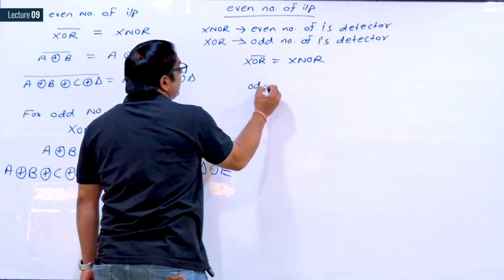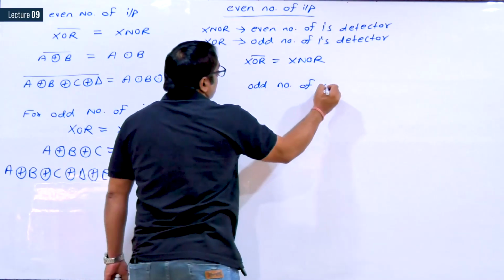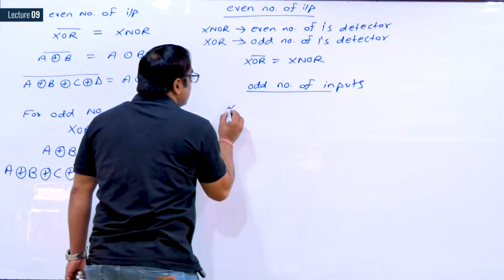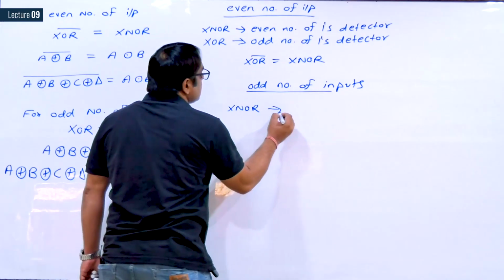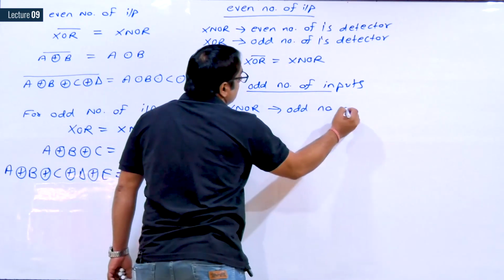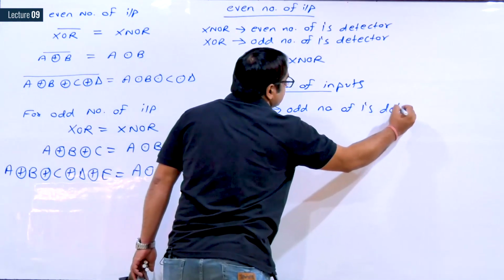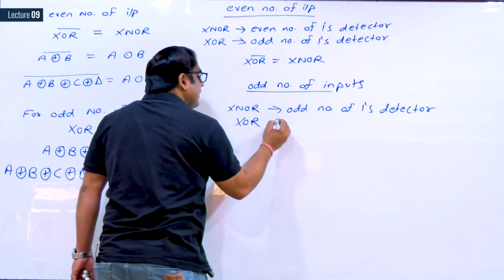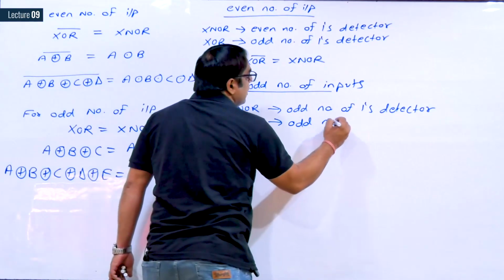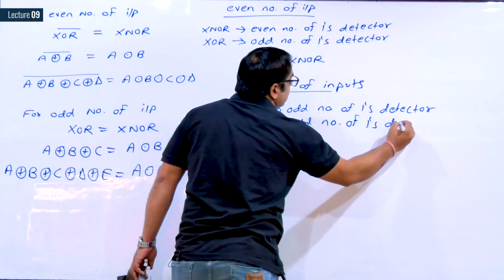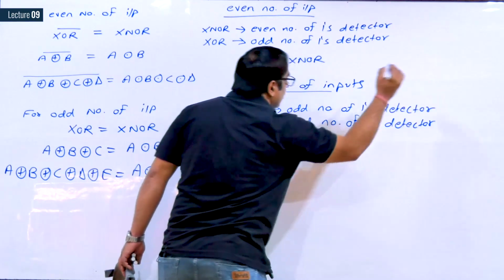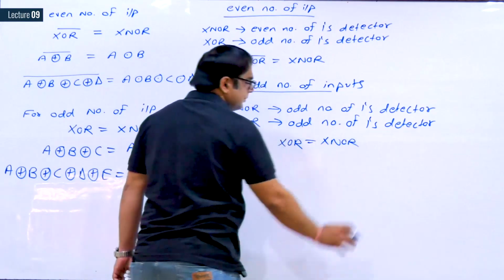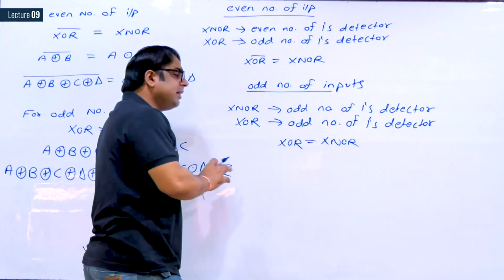What about odd number of inputs? XNOR gate is odd number of ones detector. And XOR gate is always odd number of ones detector. So I can conclude XOR is equal to XNOR. In this sense also we can conclude.